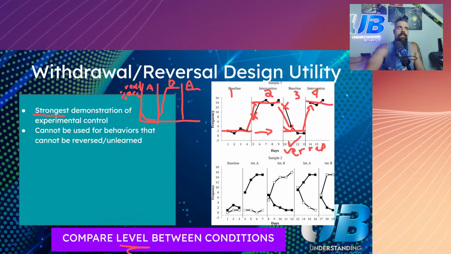So in this case, we would not see our verification. And that means that with this design, we wouldn't be able to tell if we have experimental control or not, because we only do this A-B relationship. So no verification, no good. So we can't use it for those irreversible behaviors.